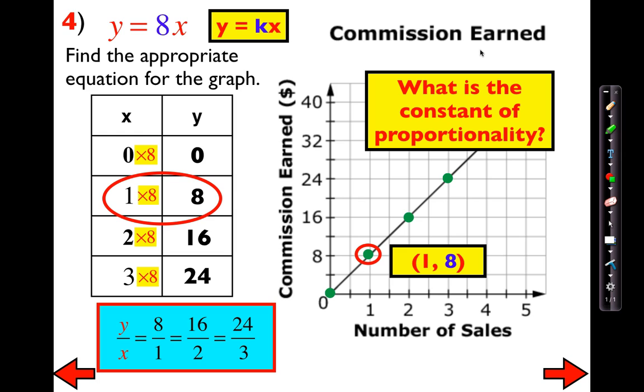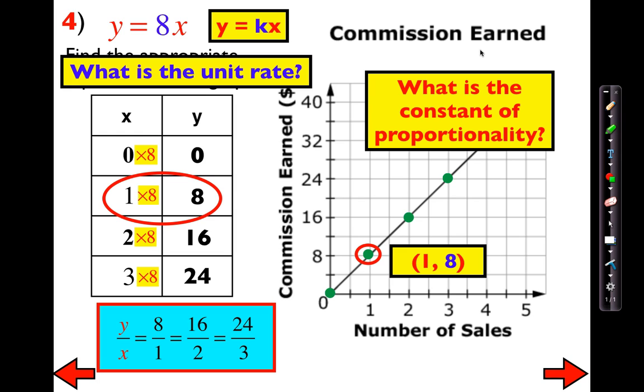So here I would know that it's (1, k). So what's my unit rate? I know my constant of proportionality is 8, but what are the units? Well, I'm going to go back to the units for y and x. The units for y was dollars, and the unit for x was sale. So I'm going to say it was $8 per sale.